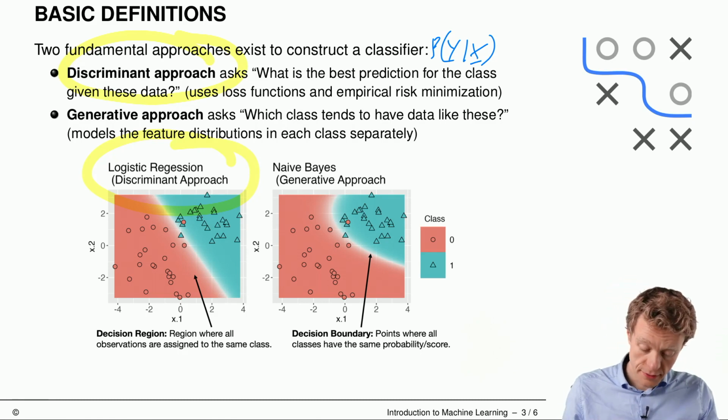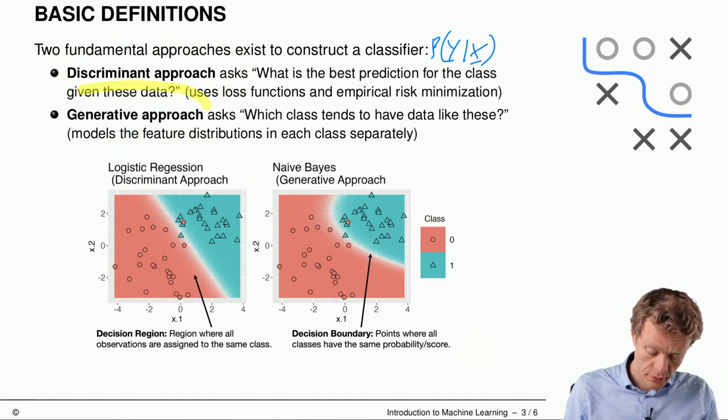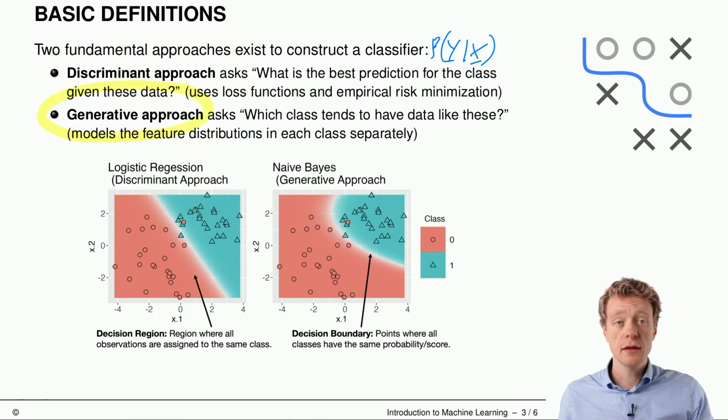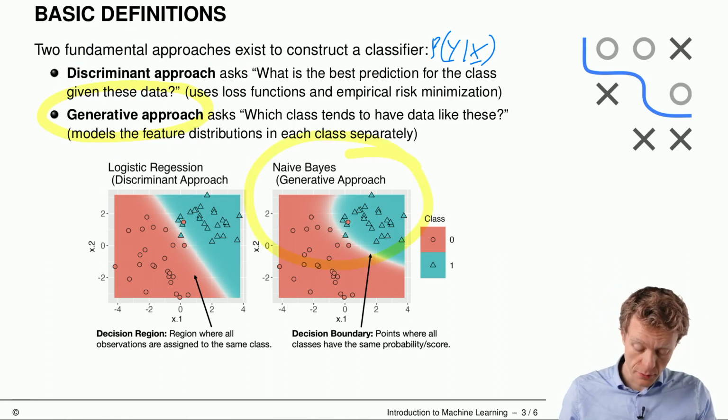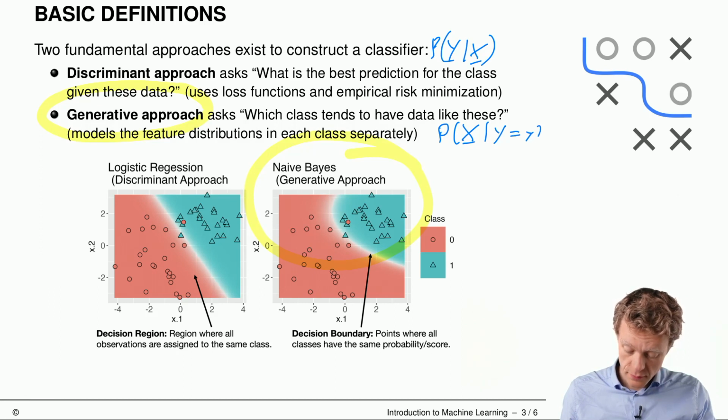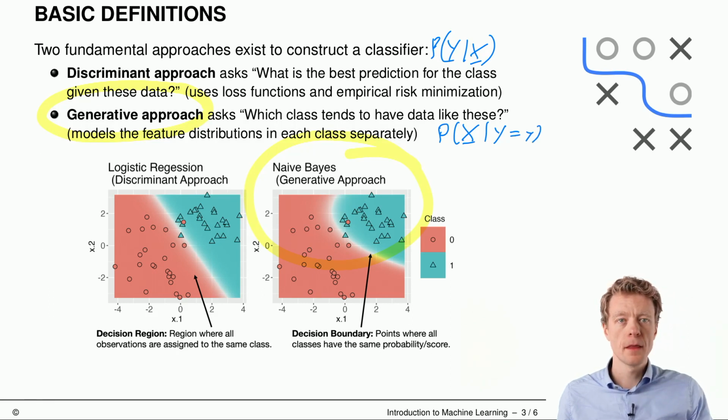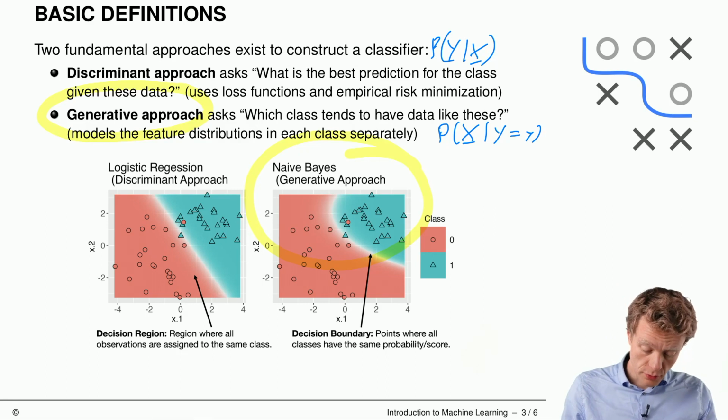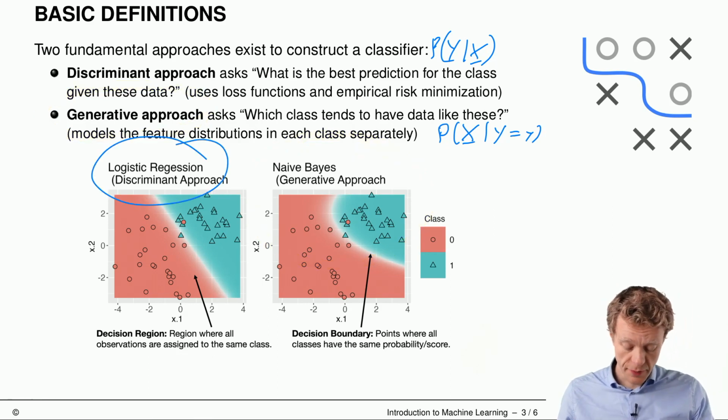On the other hand, the generative approach asks a different question: which class tends to have data like these? One example is the naive Bayes approach. So we ask ourselves more, what's the distribution of x given some class Y equals y? So it's different probabilities that we try to model here. Two examples here are logistic regression and naive Bayes.